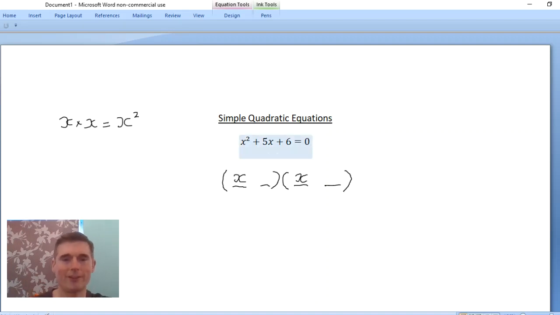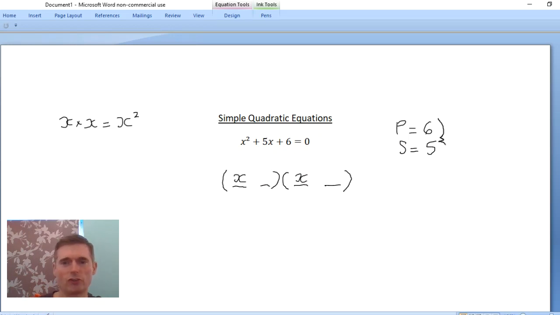Slightly more difficult is finding the final term in either bracket. The way I like to look at it is to say, well, the product, which means the multiplication of these two numbers, has to make the final term of the quadratic here. So we can say that the product of the two numbers that we're choosing must equal 6. But also the sum of the two numbers, which means when we add them together, must make 5. So the sum of the two numbers has to equal 5.